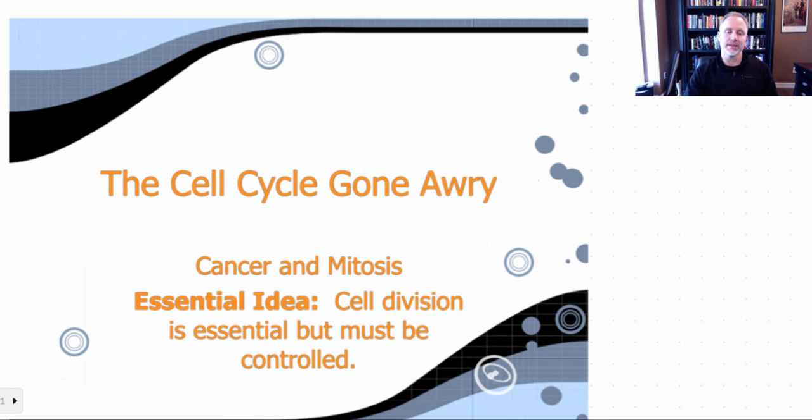So the essential idea: cell division is essential, of course, but we need to control it, and that was the last part that we were talking about, parts 1, 2, and 3, the main idea. And this is what happens when it's not controlled, when we have an error and it gets propagated.